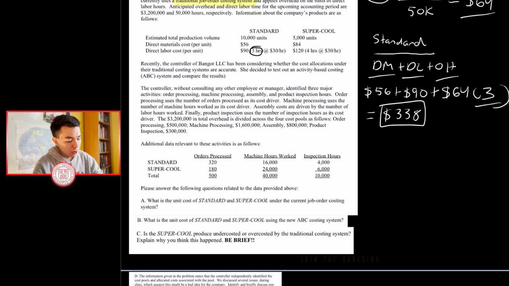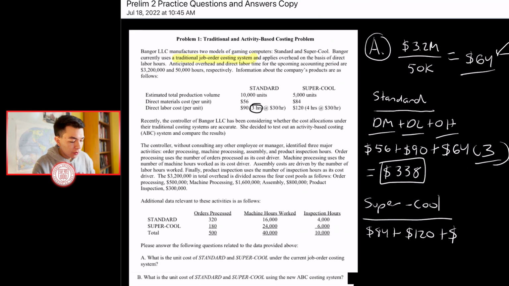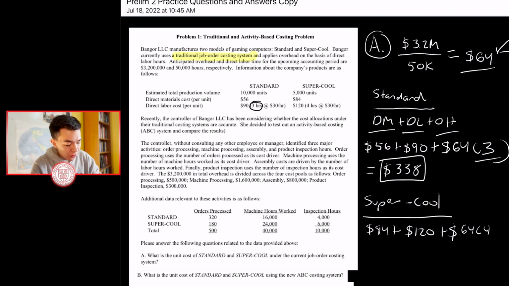And now let's go over to supercool. Same process, right? DM plus DL plus overhead. So I'm gonna do our DM, which is 84. I'm gonna do my direct labor, which is 120. And finally, I'm gonna add my overhead, which is gonna be 64 times 4, because a supercool is a super cool product. It needs a little bit more labor time to be done, which is why we're using an extra hour. And we add it up together, and we get a grand total of $460, okay? And that's it.